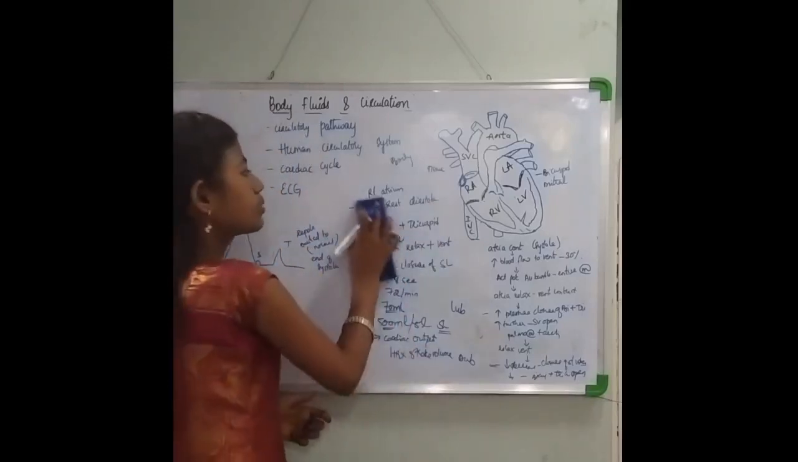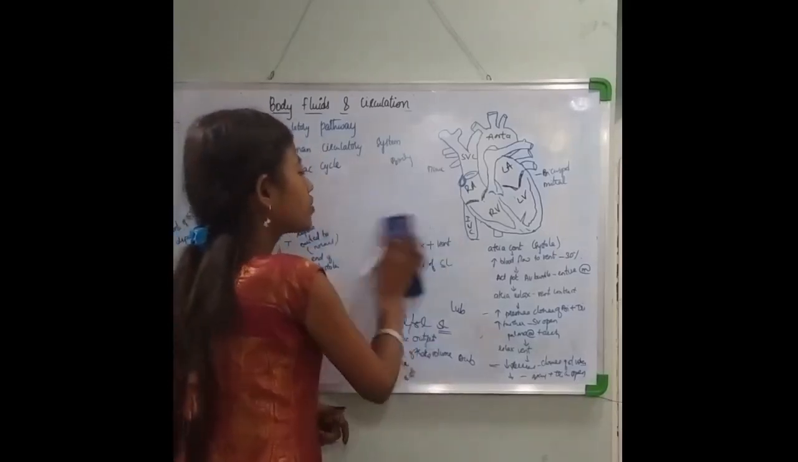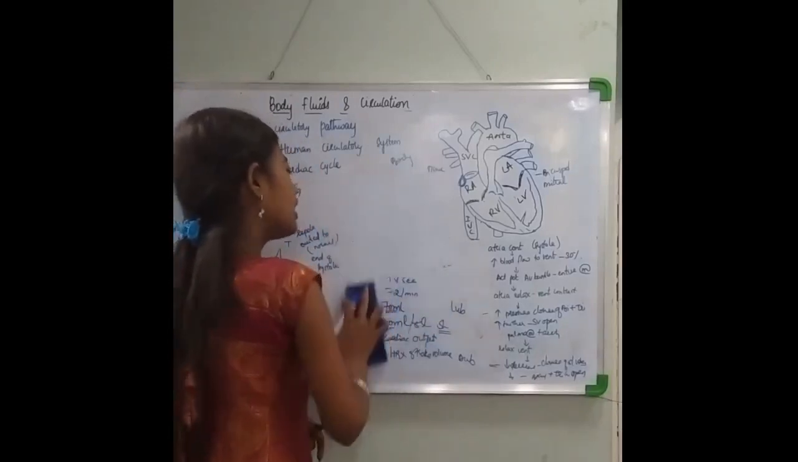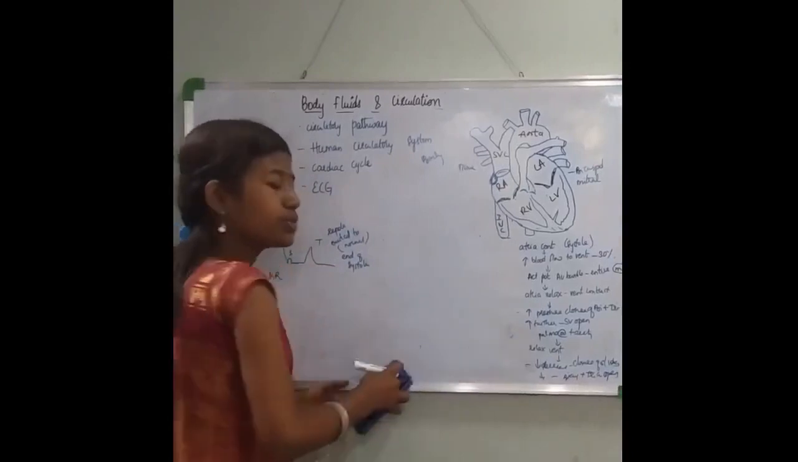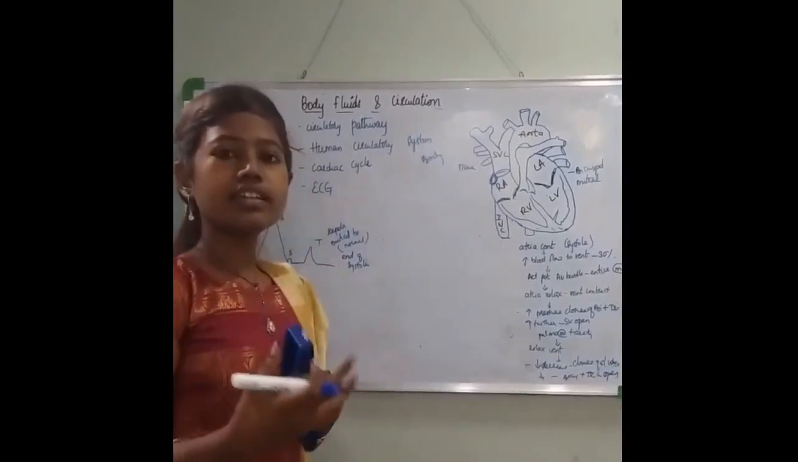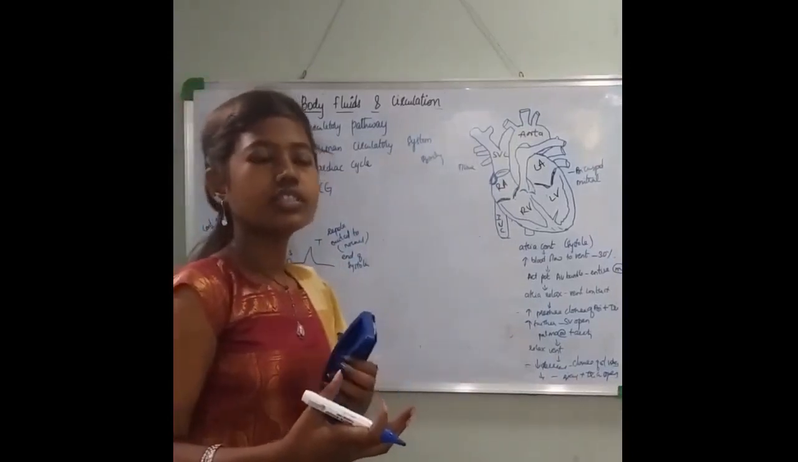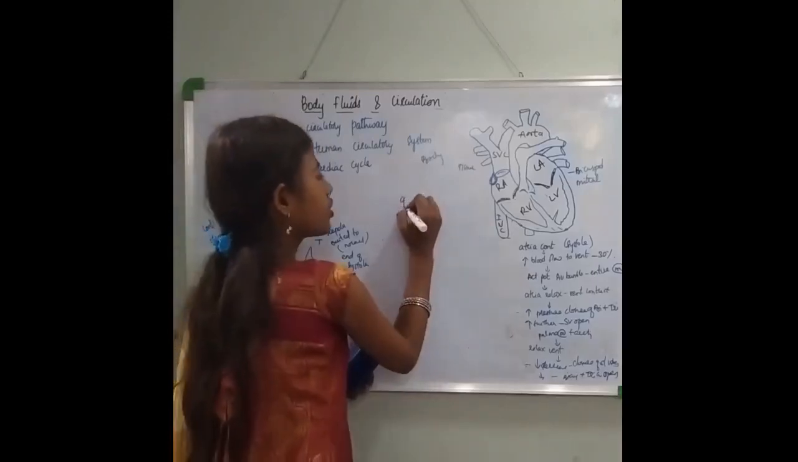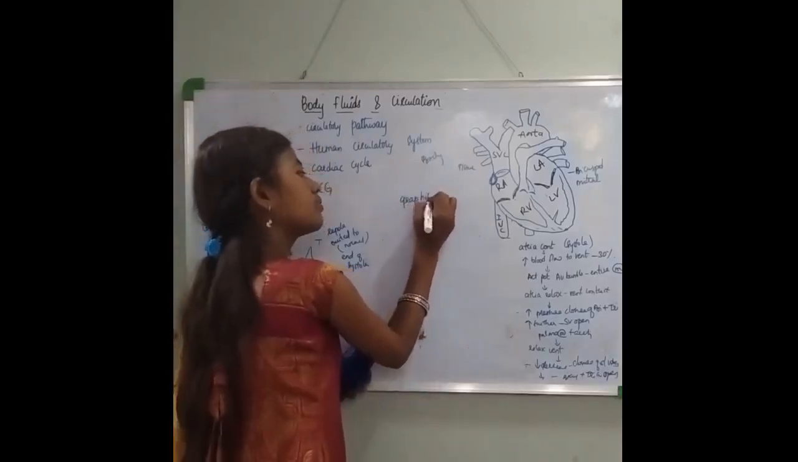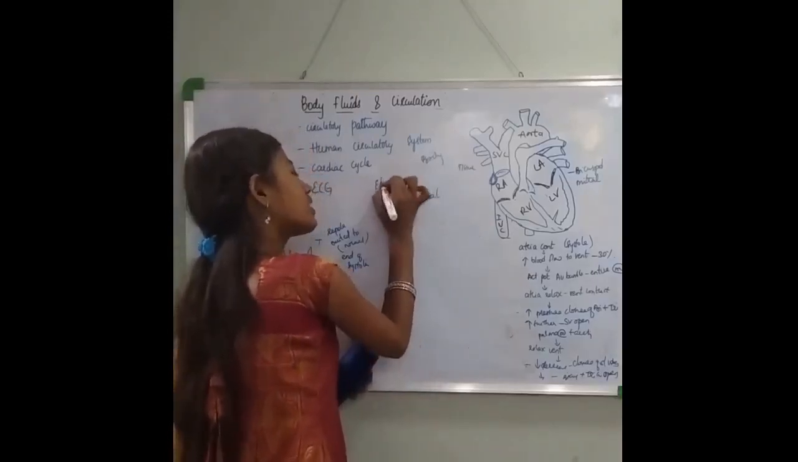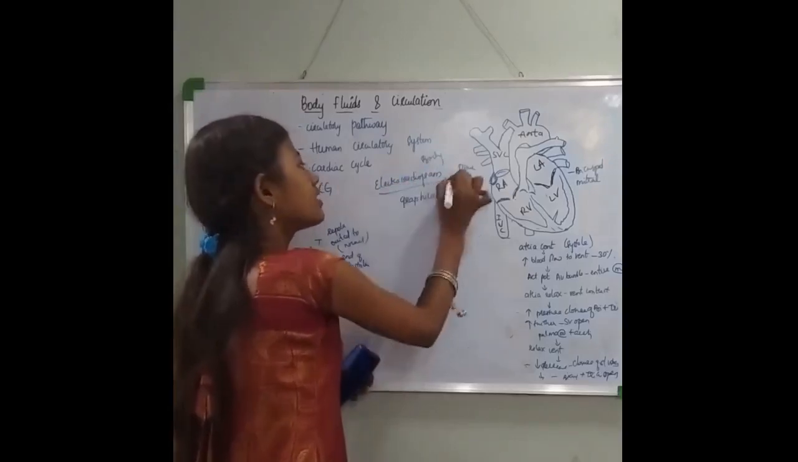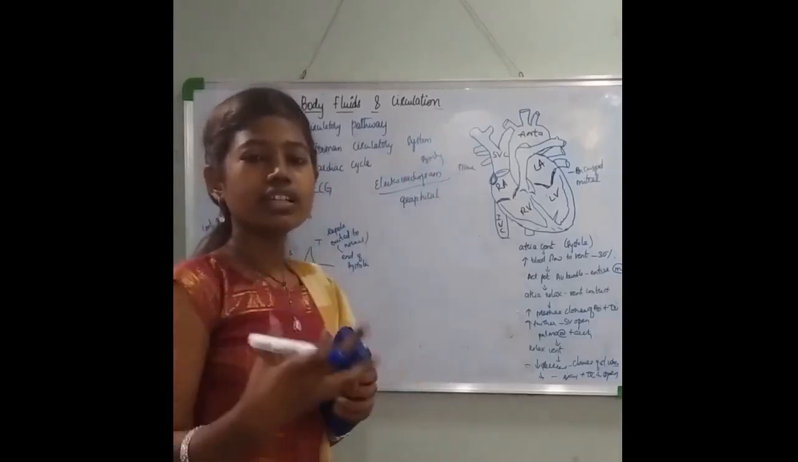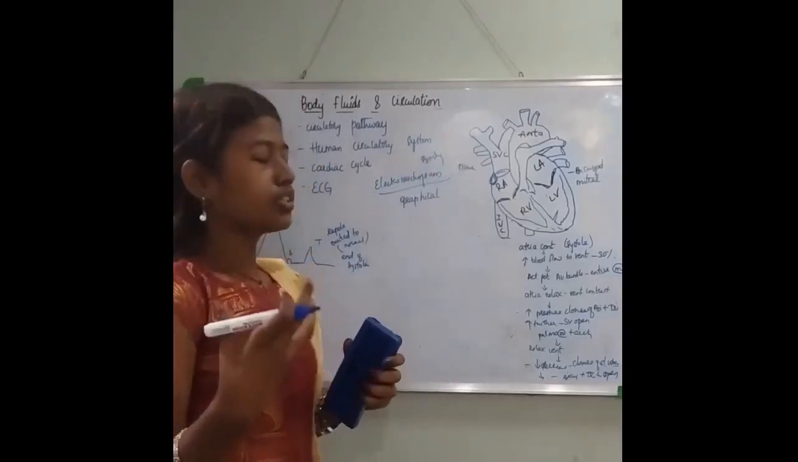Now let us discuss the ECG. ECG is the electrocardiogram. It is a device which is used to give a graphical representation of the electrical activity of the heart. So the device is called an electrocardiogram, and it is used for the graphical representation of the electrical activity of the heart.